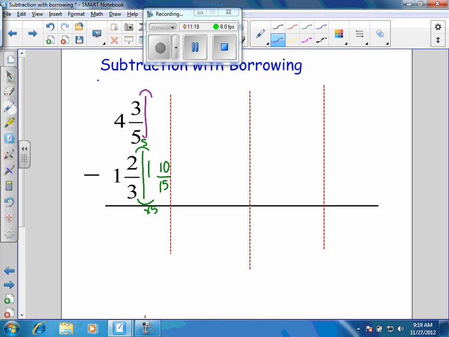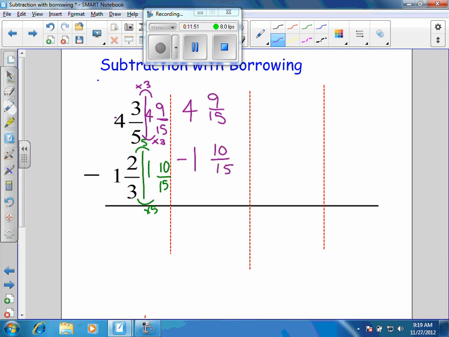Okay. And so up here, Claire, what do I have to multiply by to get 15 in the denominator? 5 times 3. Times 3, right? So I have to multiply the numerator and the denominator by 3. So I still have a 4. The 4 is still going to be there, but what's in the numerator? 9. 9 fifteenths. So 4 and 9 fifteenths. And then I'm going to take away 1 and 10 fifteenths.